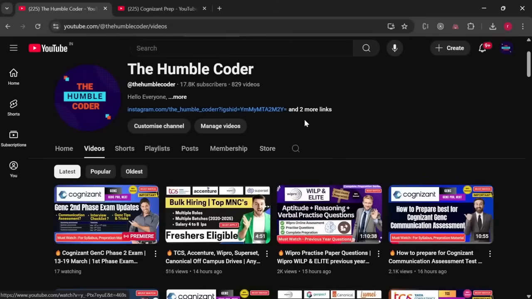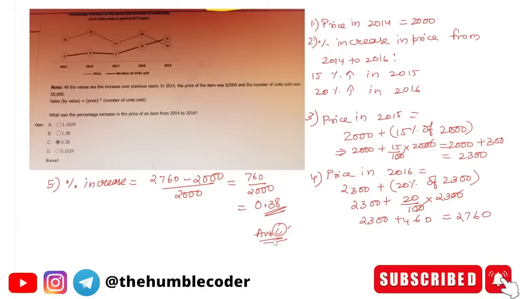So let's get started with today's questions now. Let's look at this question that we have. This is the question based on graph, guys. So see, you will be given a graph and you are asked some question. Let's see the note first of all. All the values are increased over previous years.